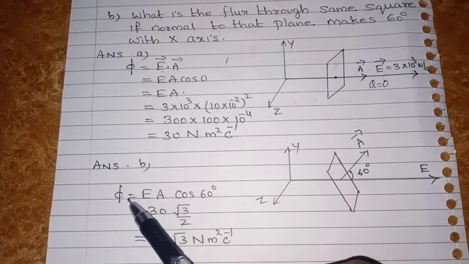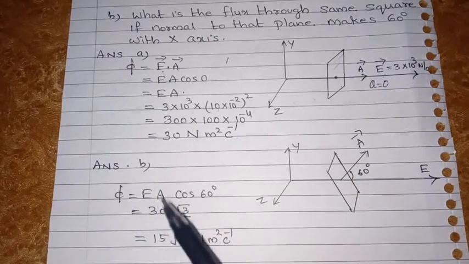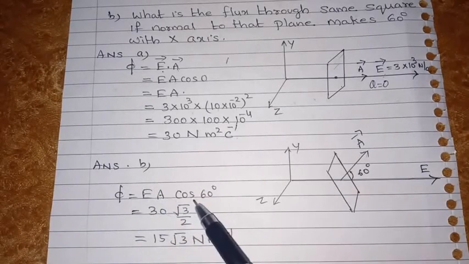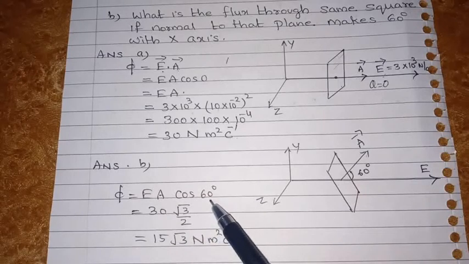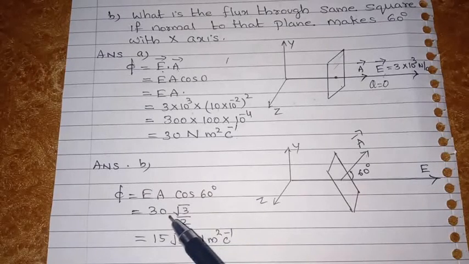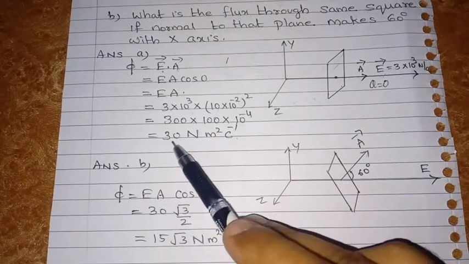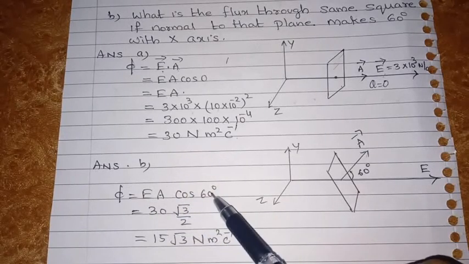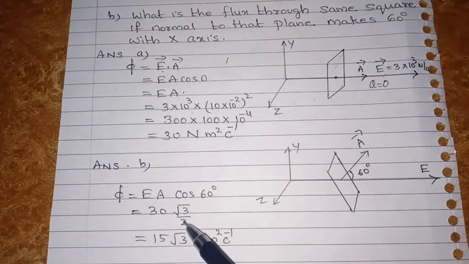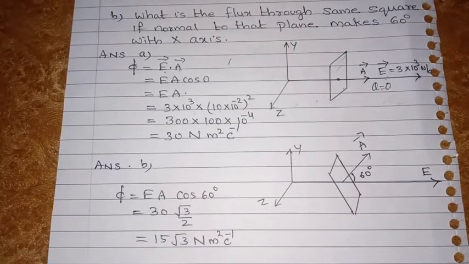Therefore, the flux through the square right now will be EA cos of theta. Here theta is equal to 60 degree. Therefore, EA we already calculated 30. Therefore, 30 into cos of 60. Cos of 60 will be 1 by 2. Therefore, answer will be 15 Newton meter square Coulomb raised to minus 1.